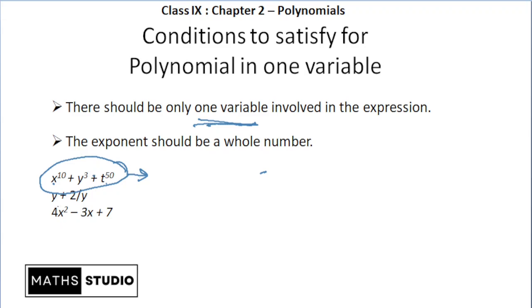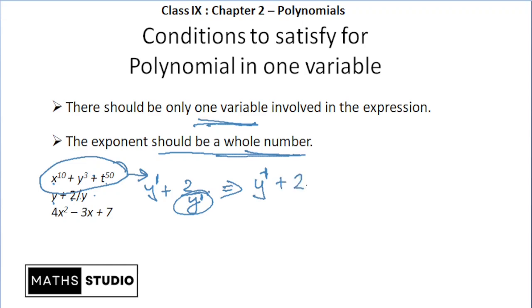Let us look at the second one, y plus 2 by y. Here there is only one variable, so will it be called a polynomial in one variable? Let us look at the second condition. The exponent should be a whole number. In this case the exponent is 1, but there is a slight problem, it's in the denominator. So actually the exponent would be written this way, class 8, y to the power minus 1. Is minus 1 a whole number? No, it's not. So it will not be called a polynomial in one variable.